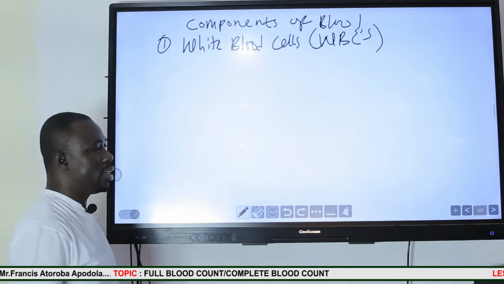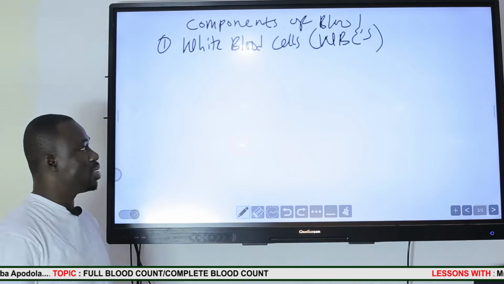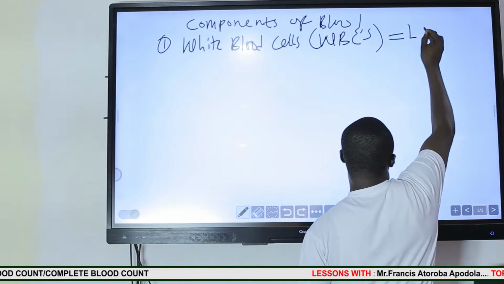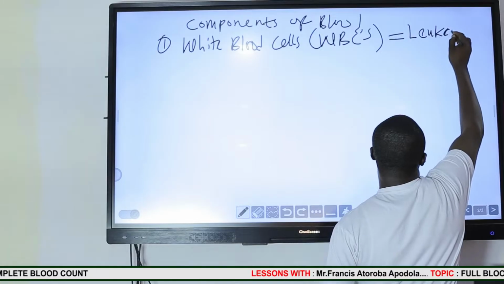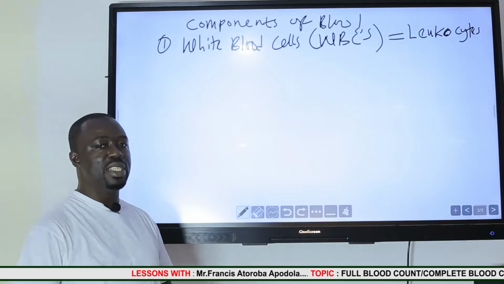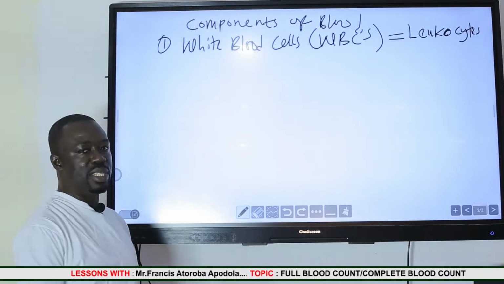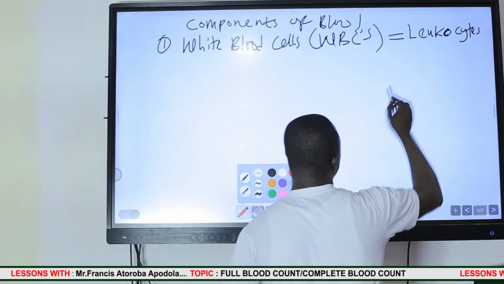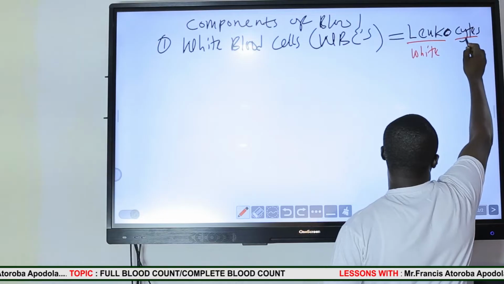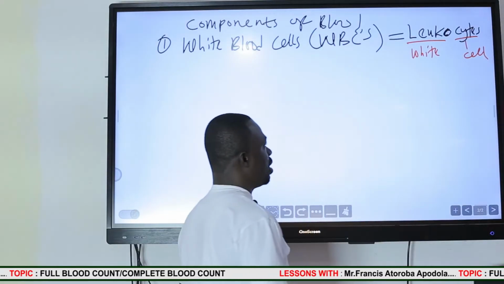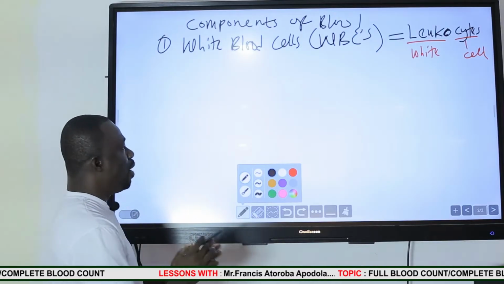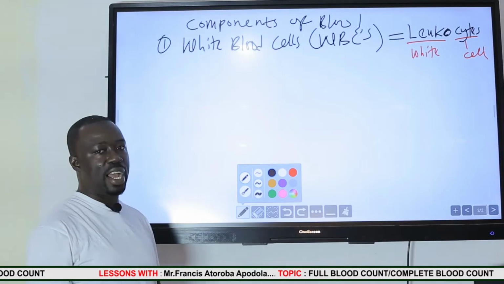So the first component we want to look at is the white blood cells. Now, the scientific name of the white blood cells is leukocytes. Leuko means white, and cyte means cell. So if you take the word part leuko, it stands for white, and cyte stands for a cell. So leukocytes typically refers to white cells. The white blood cells we describe as leukocytes.